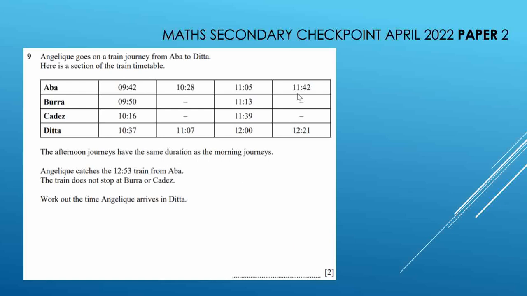And this is the noon. So Angelique catches the 12:53 train from Ava, and the train does not stop at Bura or Cadiz. So it's no stop. Work out the time Angelique arrived in Dita.